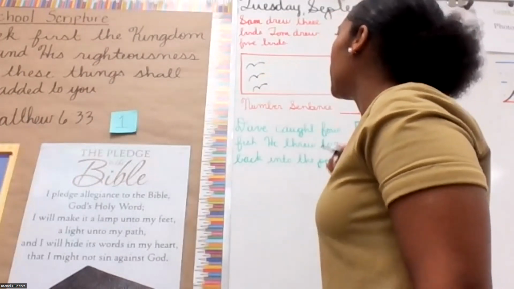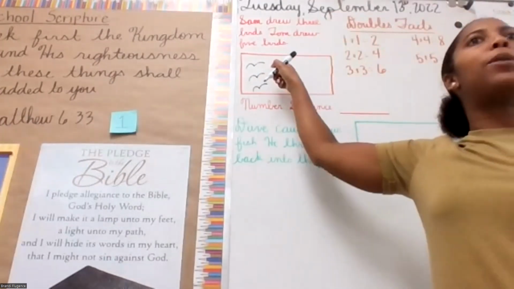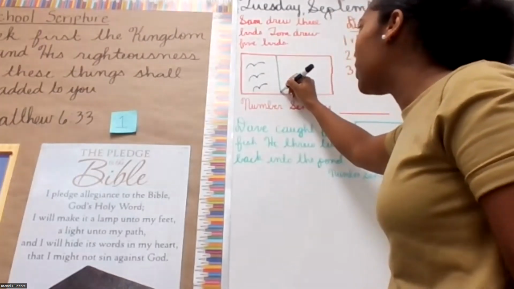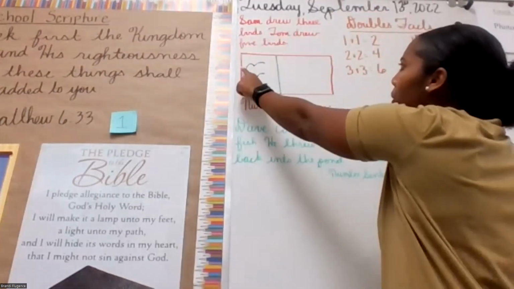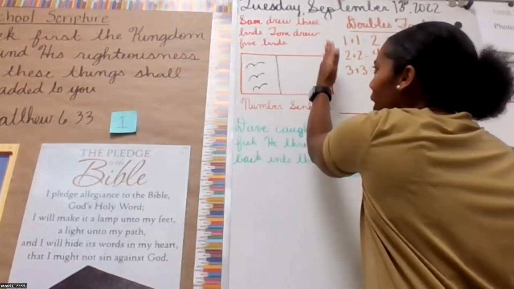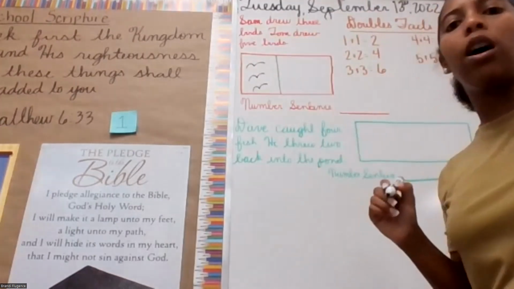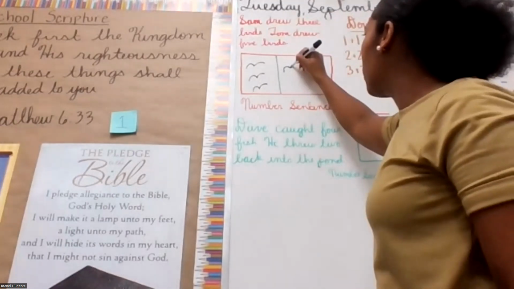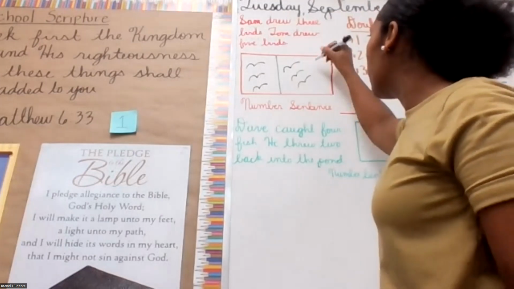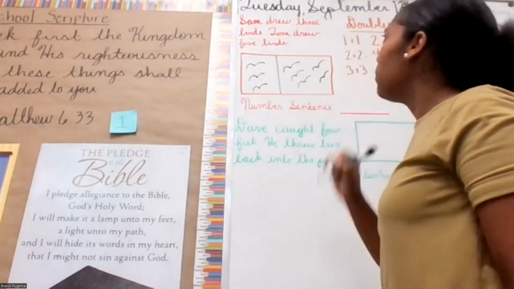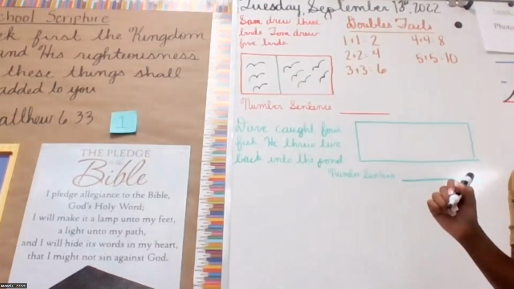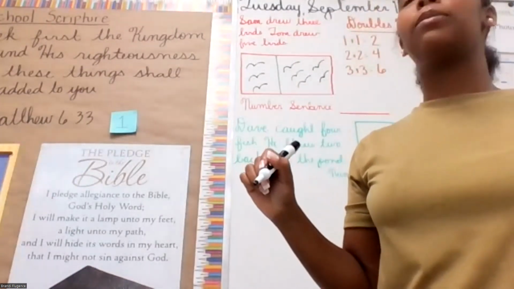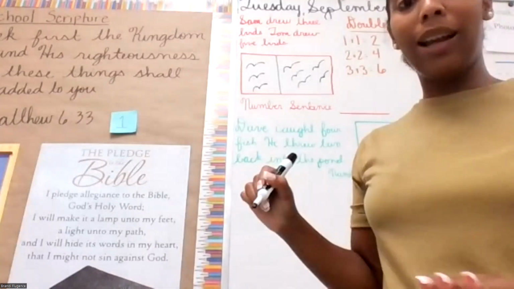1, 2, 3. What do I do when I'm adding? What do I put after I draw my first set? Good job. I put my line to show that I'm about to add more. So Sam drew 3. I draw the line to show I'm about to add some more. How many did Tom draw? 5. So let's do his 5. Okay. So Sam drew 3. Tom drew 5. Pause. Let's create our number sentence.